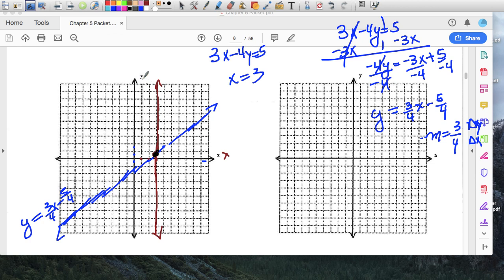And this, I'm going to call this x equals 3. So that line is x equals 3. This is the other line, and the point of intercept is right there.